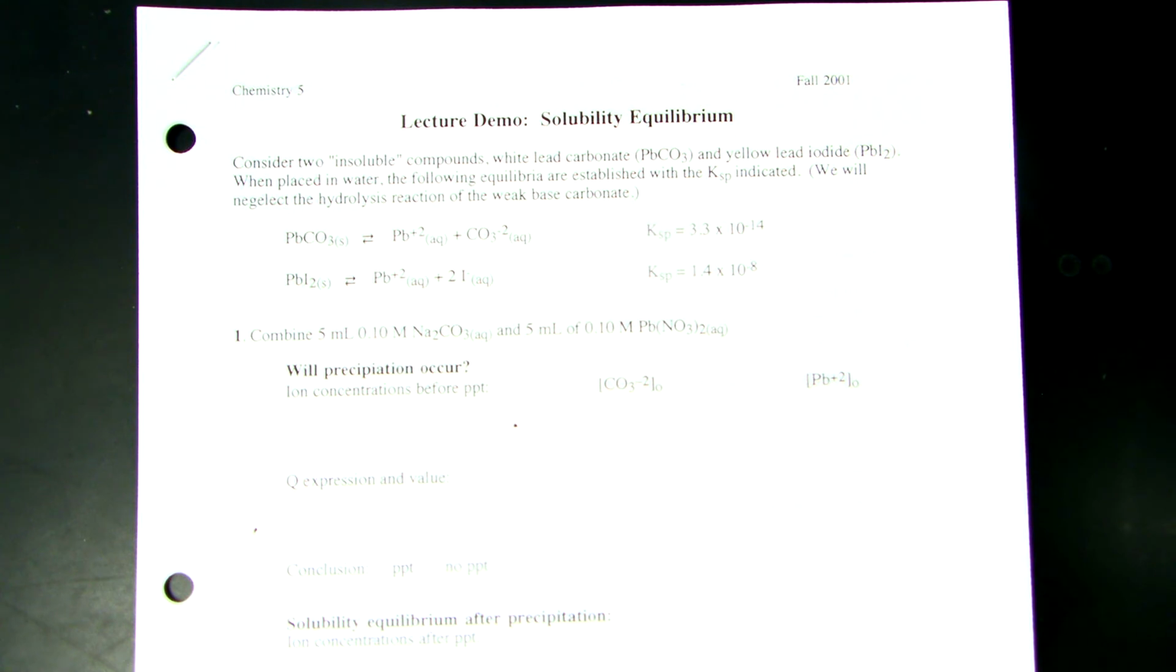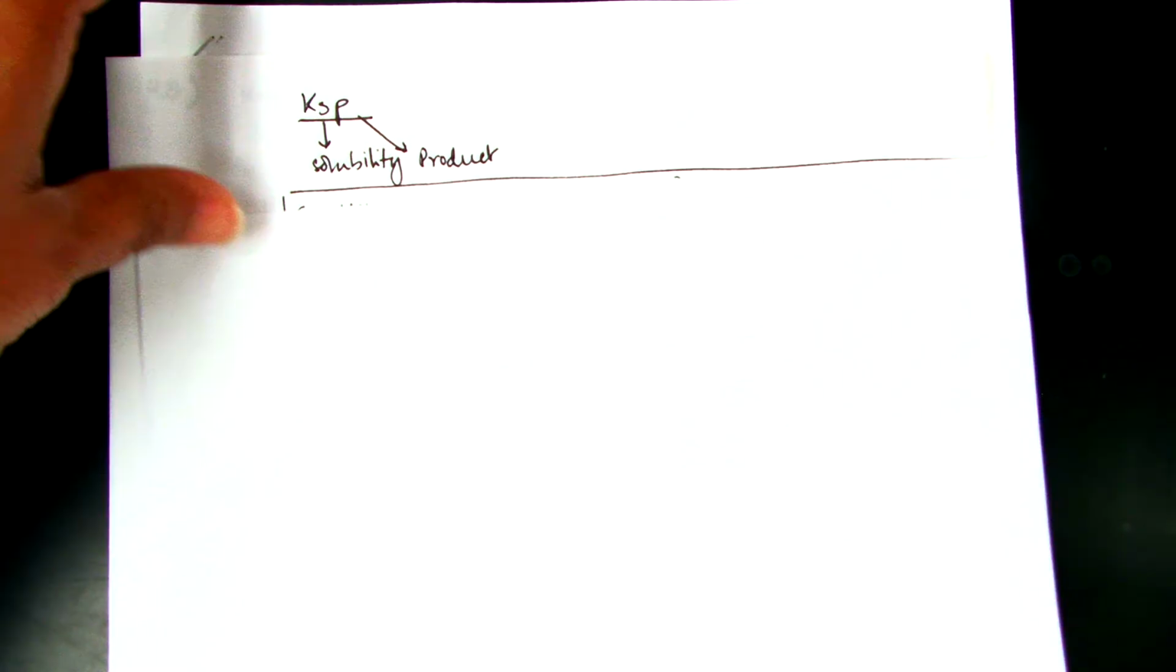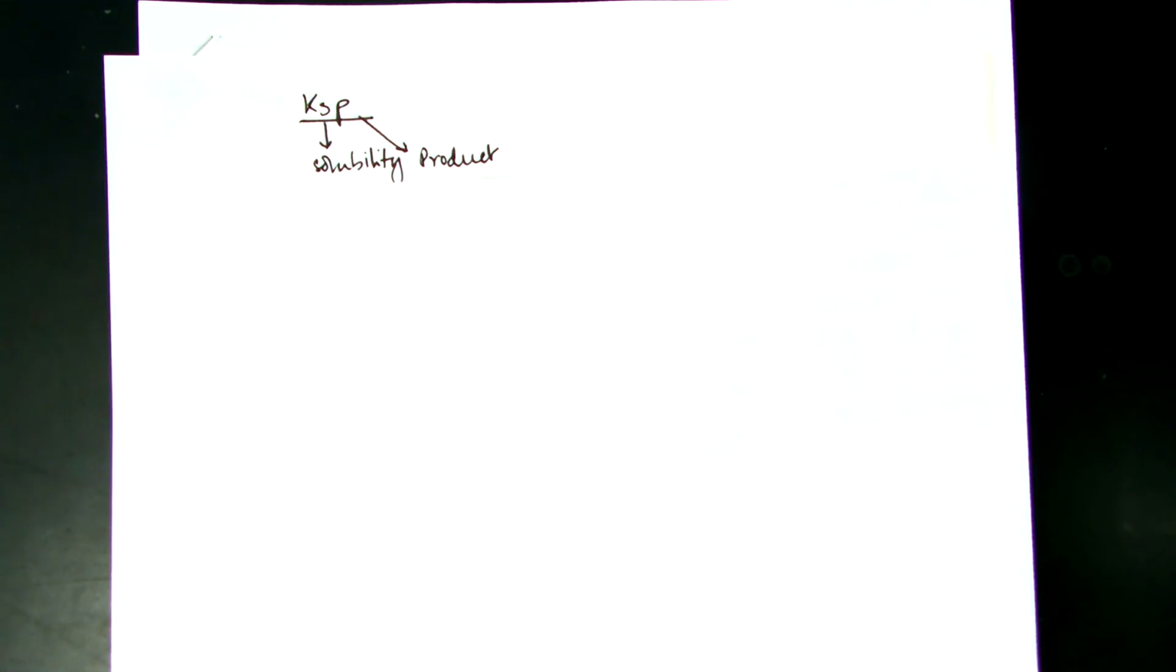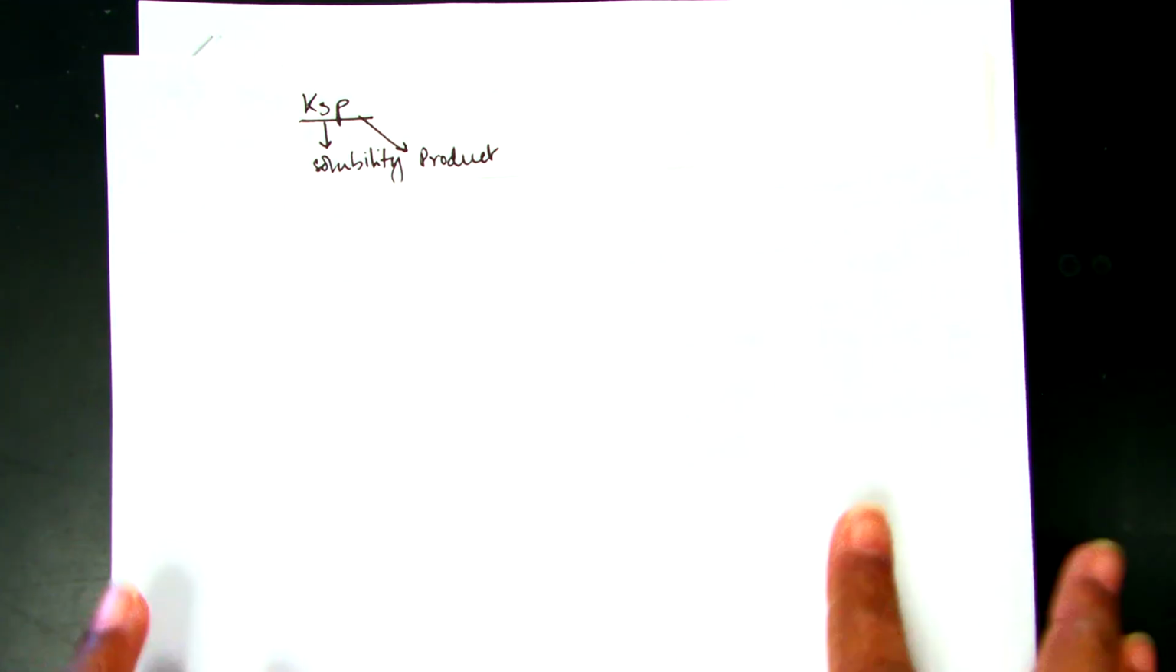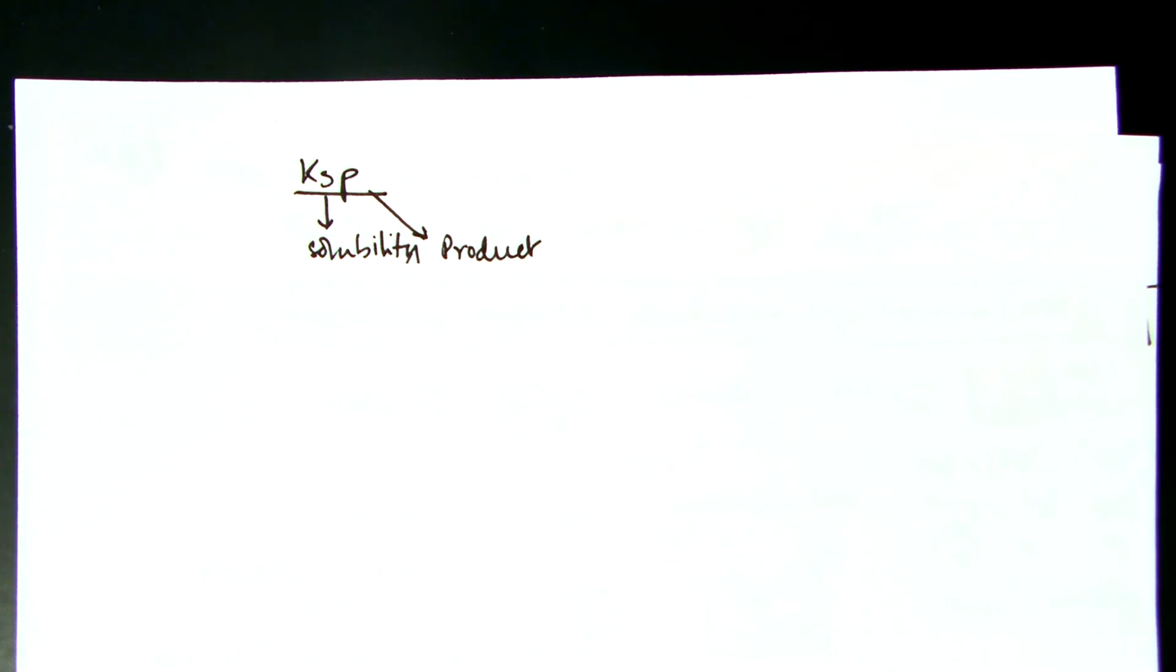So today I wanted to address a little bit more the concept of Ksp. Remember, we've been working on solubility equilibria for a while. We have applied equilibrium to weak acids in the form of Ka. We've applied equilibrium to weak bases in the form of Kb. We've applied equilibrium to autoionization of water as Kw and many other cases. Today we are going to apply equilibrium to sparingly soluble salts.